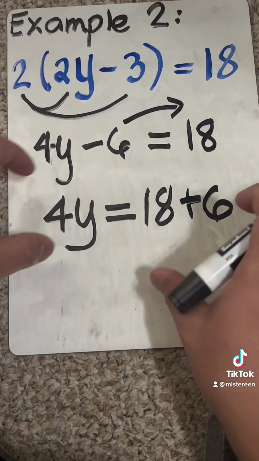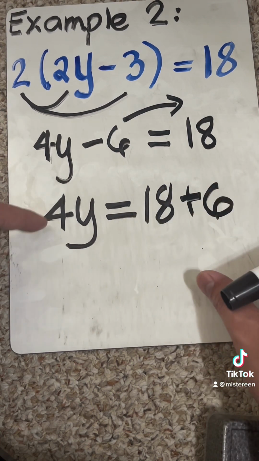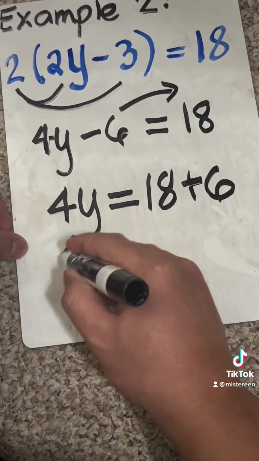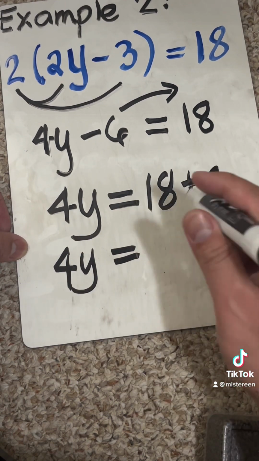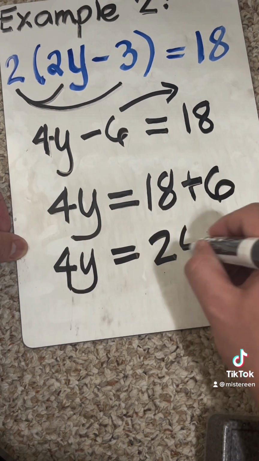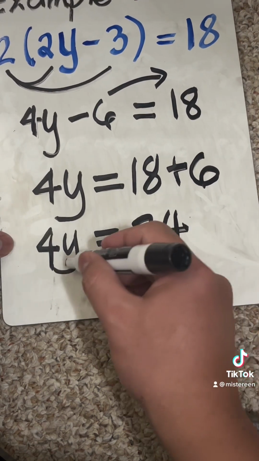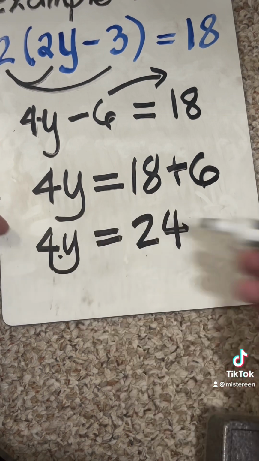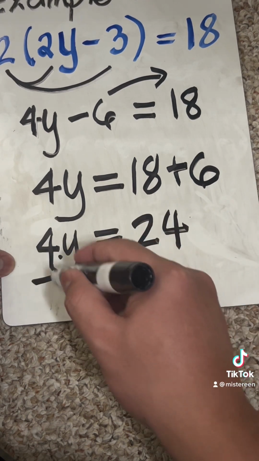All right. And then after gathering the variables and the constant term on each side, we simplify them. Since this part is by itself, we just bring it down. And then we add 18 plus 6, that's 24. So that's step number 2. Now we go to step number 3. Since we have this multiplication, we now do the division, divide by the same number.